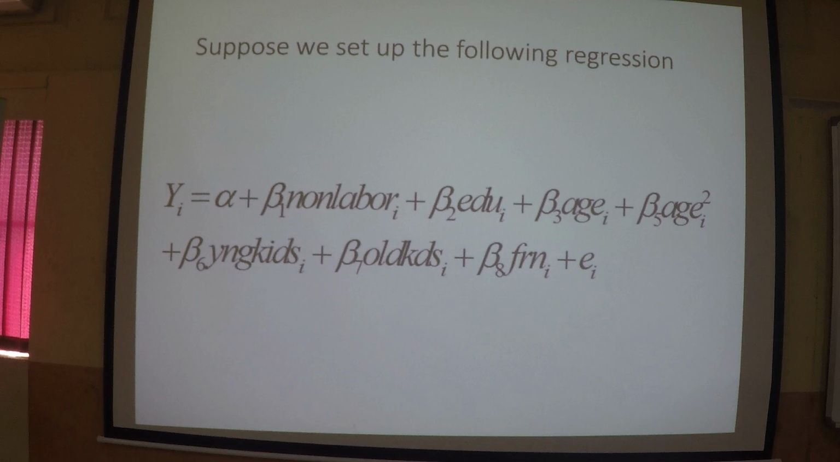So we run a regression model. Yi is equal to alpha plus beta 1 non-labor income of the ith individual plus beta 2 education of the ith individual plus beta 3 age of the ith individual plus beta 5 age square plus beta 6 the number of young kids plus beta 7 the number of old kids plus beta 8 whether a person is a foreigner or not, and Ei. Now actually why do we need a square of the age?